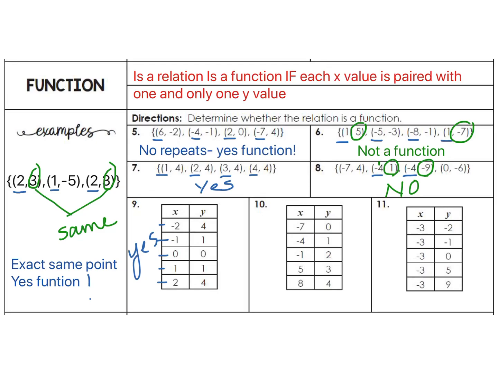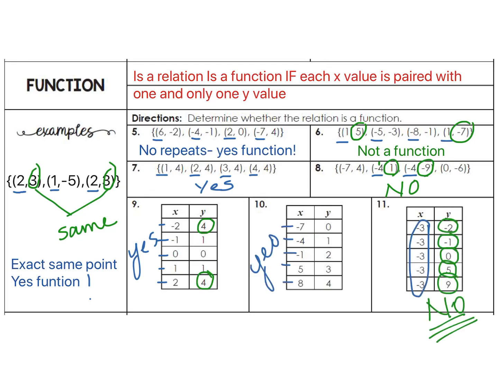Now, in example 9, some students try to say that no, this is not a function. But I just want to point out that I looked at all the x values, -2, -1, 0, 1, and 2. None of the x values repeated, which means that yes, this is a function. Please don't let these y values that are repeating bother you. Those don't matter so long as there are no repeats on the x side.